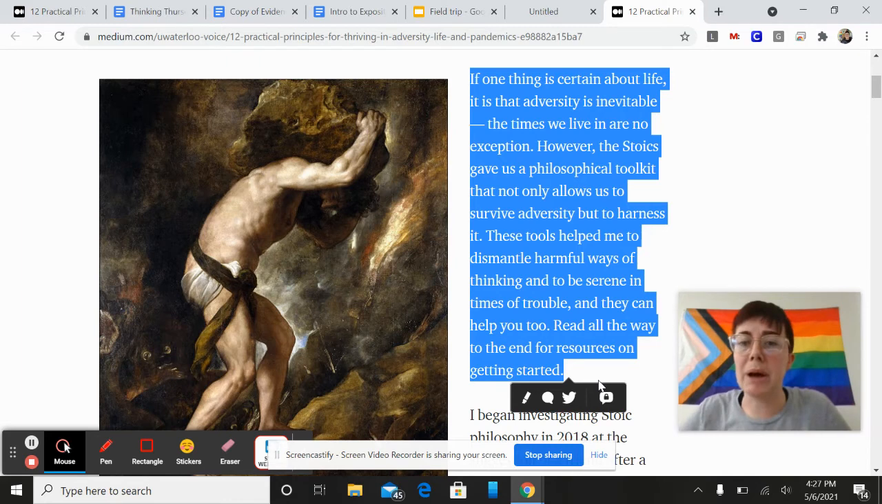If one thing is certain about life, it is that adversity is inevitable, the times we live in are no exception. However, the Stoics gave us a philosophical toolkit that not only allows us to survive adversity, but to harness it. These tools helped me to dismantle harmful ways of thinking and to be serene in times of trouble, and they can help you too. Read all the way to the end for resources on getting started.